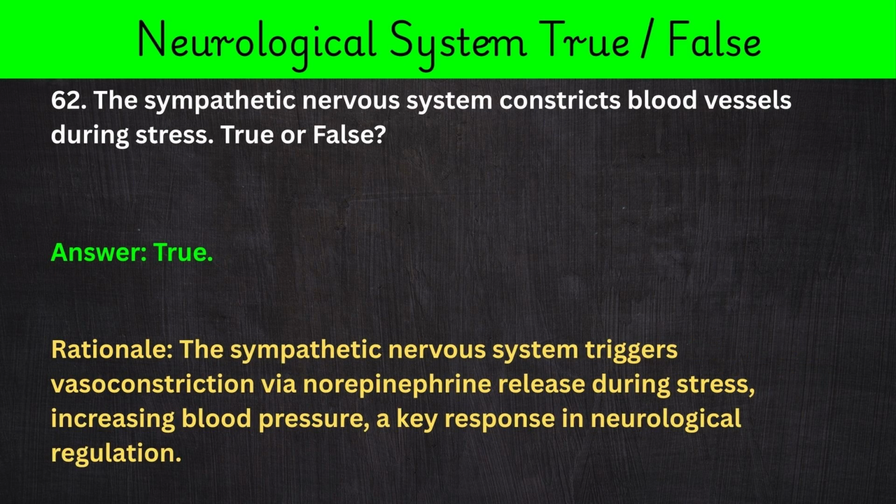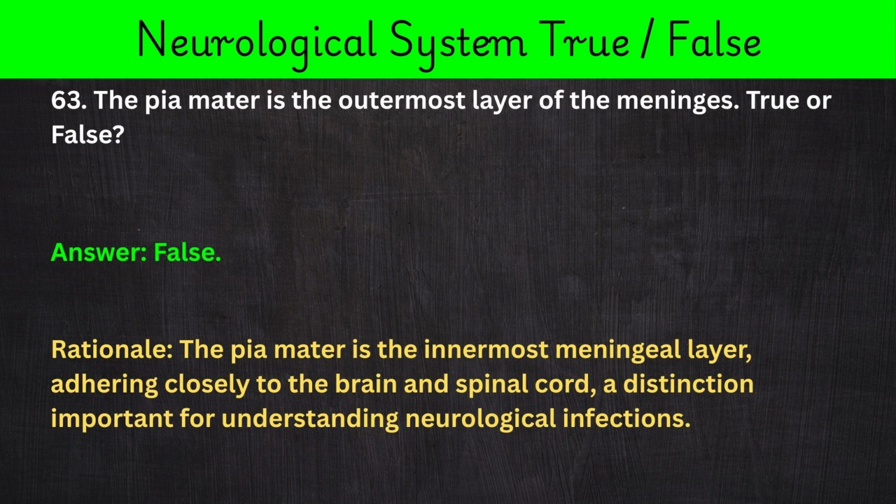62. The sympathetic nervous system constricts blood vessels during stress. True or false? Answer: true. Rationale: the sympathetic nervous system triggers vasoconstriction via norepinephrine release during stress, increasing blood pressure, a key response in neurological regulation.